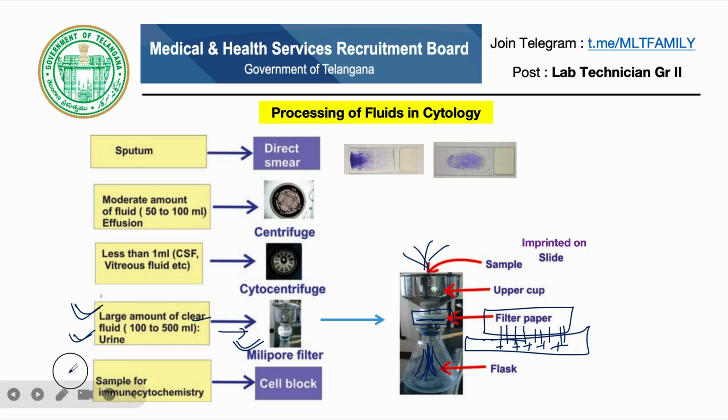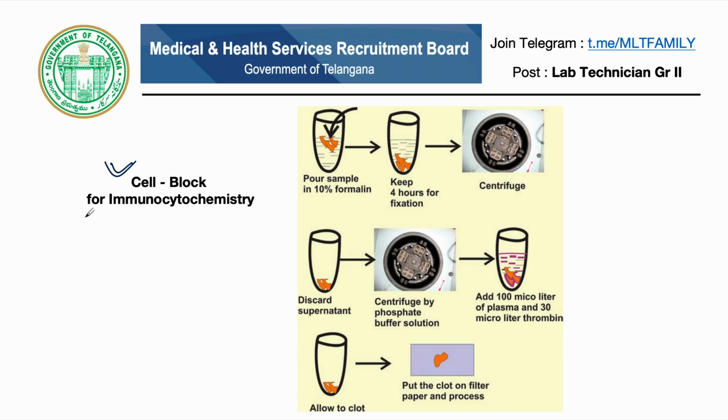If we have to make a cell block for immunocytochemistry, like we do in immunohistochemistry with the histopathology block, we will make a cell block here. In cell block preparation for immunocytochemistry, we first fix the specimen prior to processing. Then we centrifuge the specimen, wash with phosphate buffer saline, and finally discard the supernatant. Now we have the cluster of cells or major diagnostic cells.